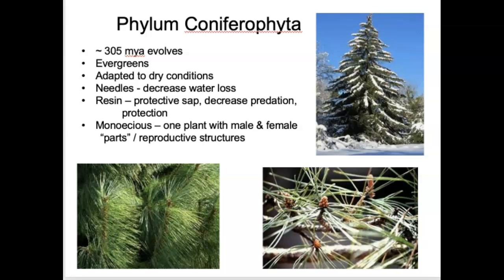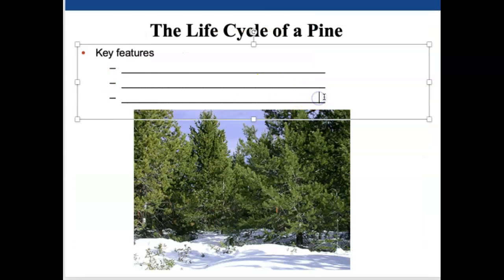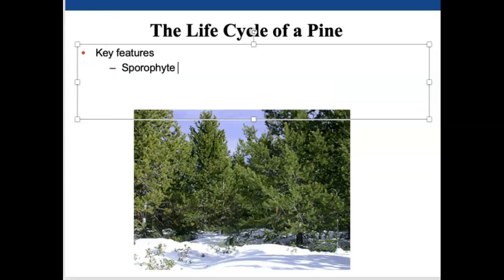There are pros and cons of this, and that's what we'll talk about as we start talking about the life cycle of a typical conifer, like the pine tree. Some of the key things to note about this life cycle: the sporophyte is dominant. That's what we're looking at in the picture right here. And there needs to be a transfer of sperm to the ovules. This is what we call pollination.